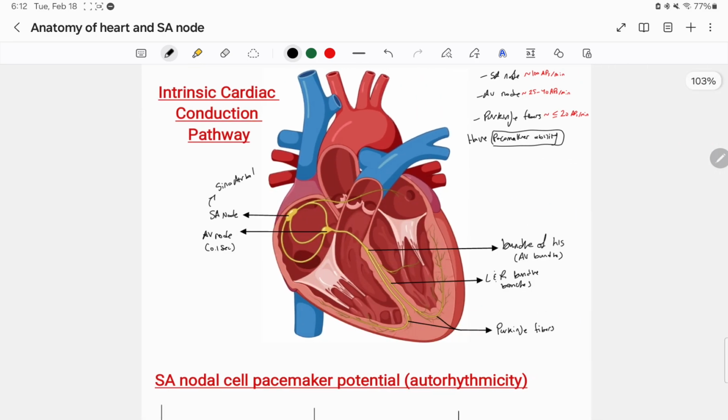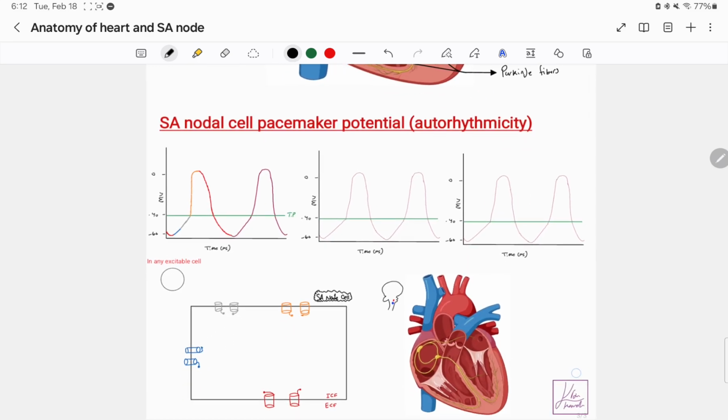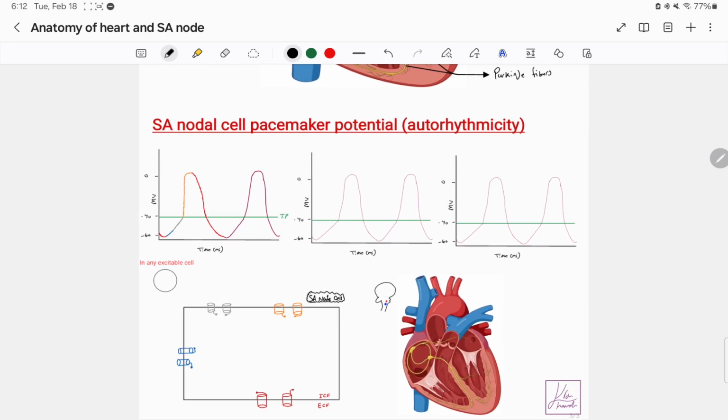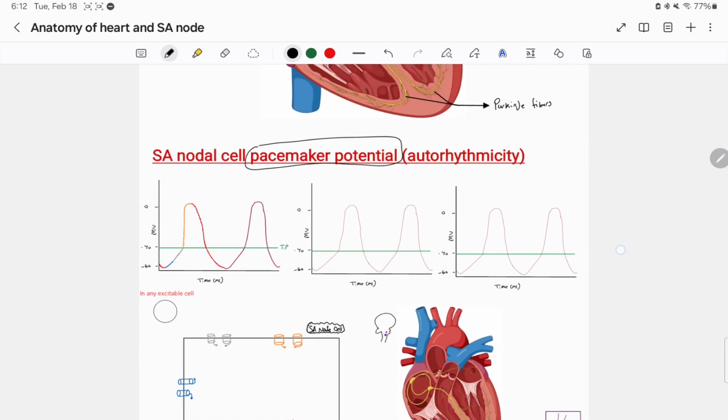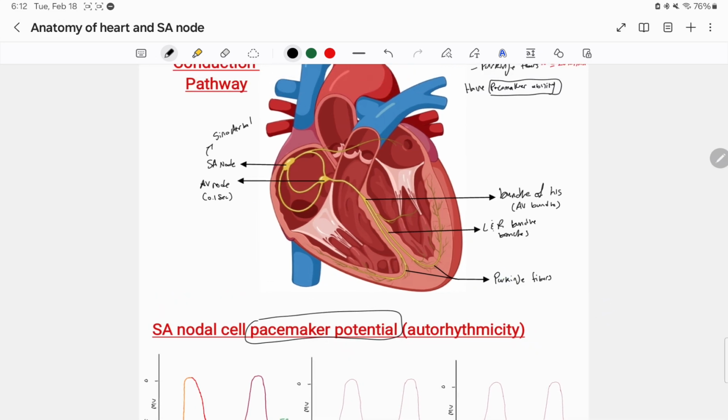Okay, now we can actually take a look at this. Okay, so now we can take the SA node and look at how it is actually generating that pacemaker ability. How does it actually spontaneously generate this pacemaker ability without the need of any sympathetic or parasympathetic activity? How does it just come up with this on its own to depolarize all of these contractile cells?